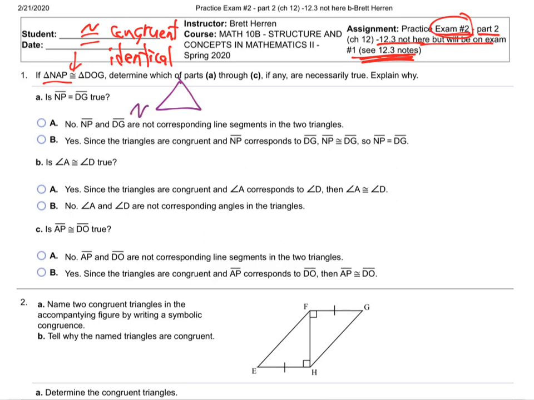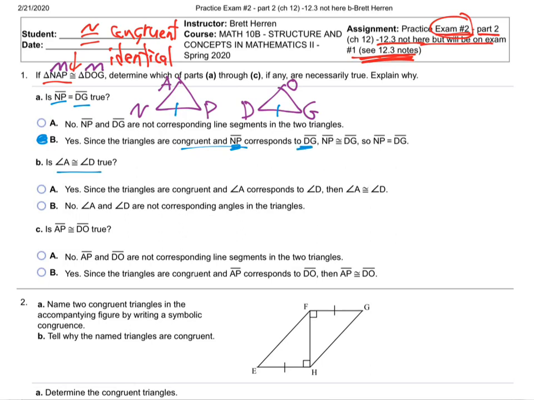We have triangle NAP, and then over here, triangle DOG. So I had to go in the same order, right? N on the left, A top, P right, and then D left, O top, G right. NAP and DOG. Okay, so they're identical triangles. So does that mean, here comes their questions, is NP, which would be that side, equal to DG? Is that true? Yes, that's true, since the triangles are congruent, and NP corresponds with DG.